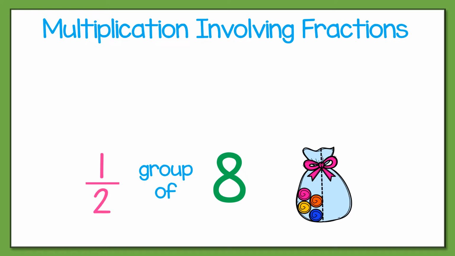Let's see how that language changes once again now that I don't have an entire group of something. Here I can either say 1/2 group of 8, but that sounds a little bit awkward, or I can say 1/2 of 8, which is a total of 4. So notice that when we don't have a whole group of something, this is still considered multiplication, but we're changing the language slightly to just say 1/2 of 8.